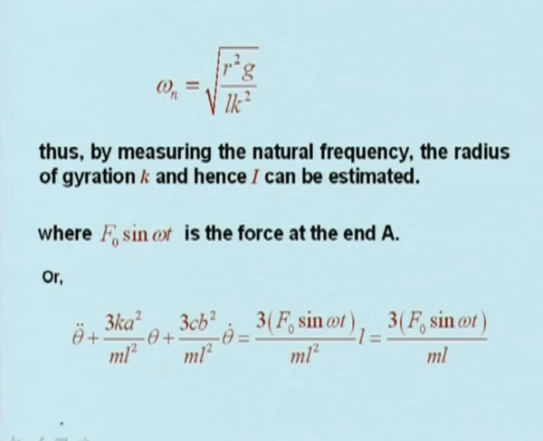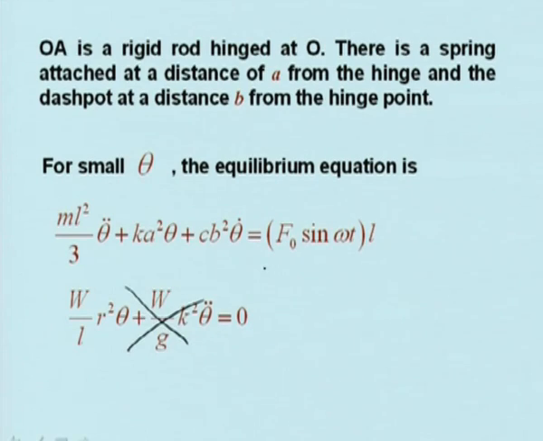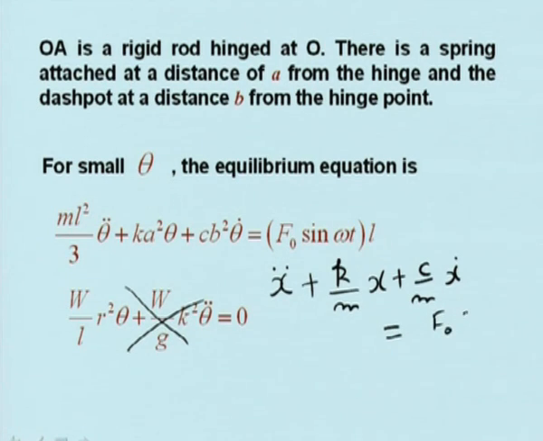Now compare this equation with the equation x double dot plus k by m x plus c by m x dot is equal to f0 sine omega t by m, which was that spring mass and dashpot system. So by this you can find out.